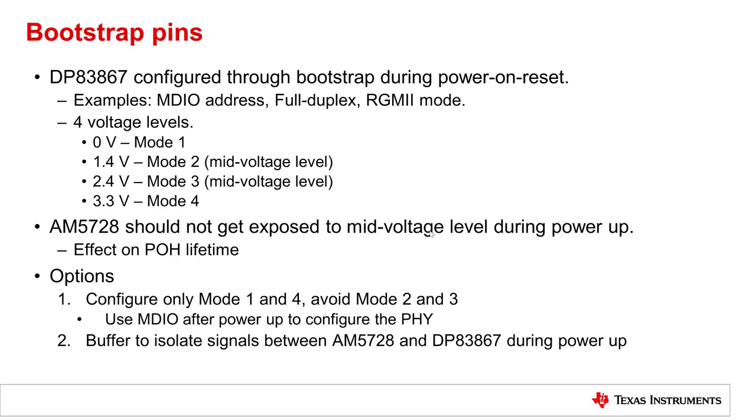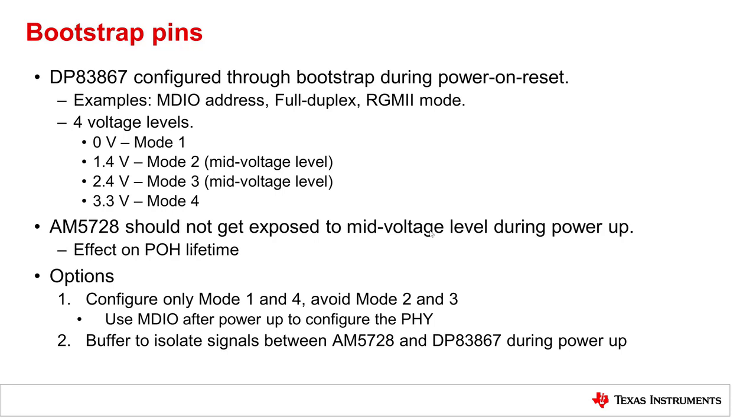Level 1, which is 0 volt, stands for mode 1, 1.4 volt is mode 2, and note that this is a mid voltage level. Then 2.4 volt, which is mode 3, and this is also a mid voltage level, and 3.3 volt, which corresponds to mode 4. Note that the AM5728 should not get exposed to mid voltage level during power up, because this has an effect on the power on lifetime.